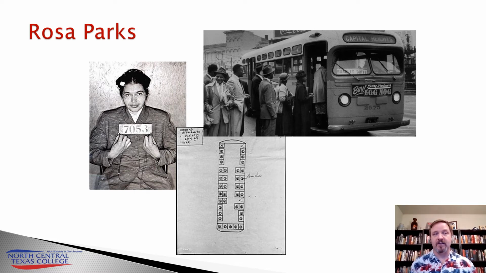Blake looks at her and says, "Are you going to stand up?" Rosa Parks looks at him and goes, "Nah." Blake responded, says, "Well, I'm going to have you arrested." Rosa Parks looked at him and said, "You may do that." And he did. Rosa Parks was arrested.